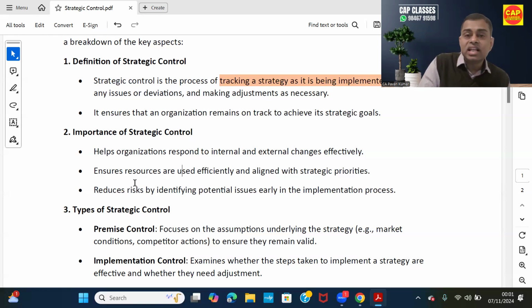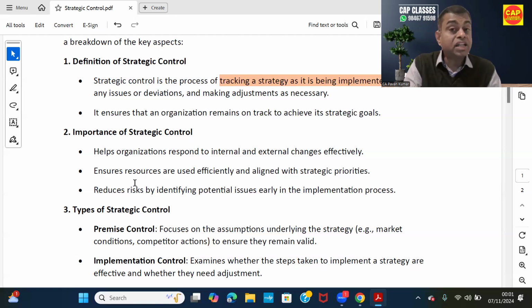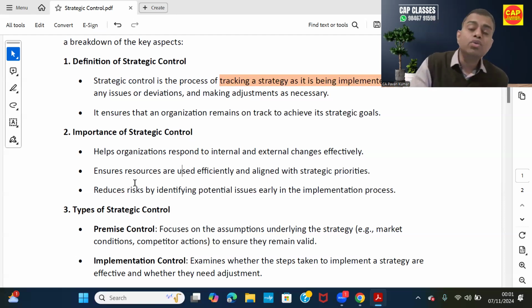Third thing is reducing the risk. How can I manage the risk? How can I avoid the risk? How can I reduce the risk? In the strategy implementation process, there can be so many potential risks, so many threats, so many concerns. How can I perceive them? How can I visualize them much ahead of the actual threat happening, actual risk happening, and how can I reduce it? These are the 3 aspects.